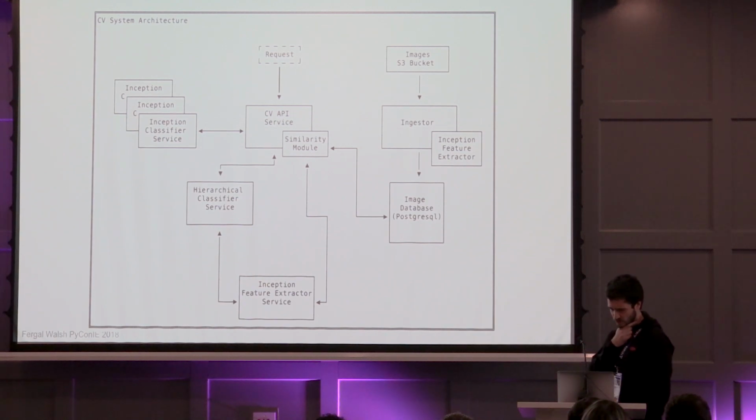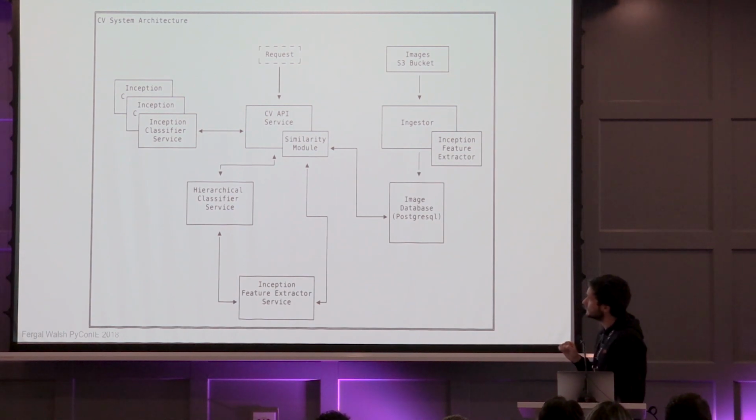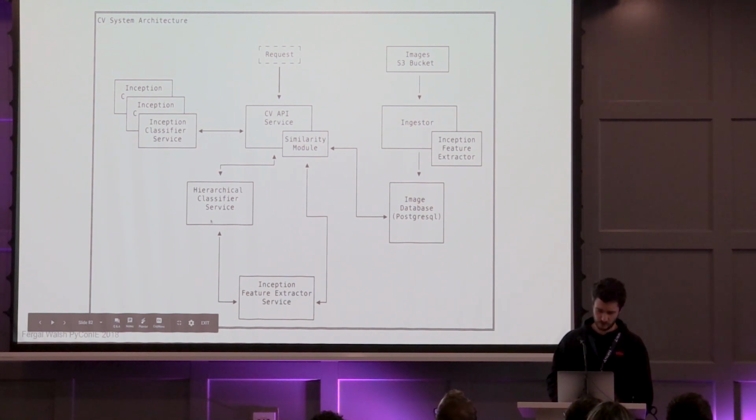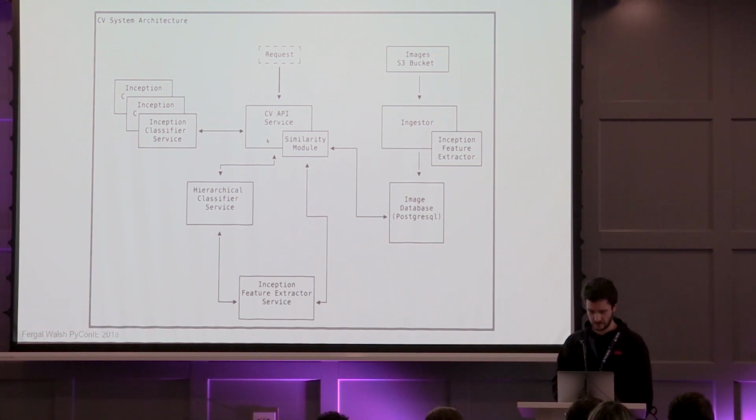So our overall system architecture looks something like this from a component perspective. A CV request comes into the CV service, which is like a web service, and then it sends that down through the hierarchical classifier, which goes through the feature extractor service, which then returns the vector, gets classified, and then it might get sent off to one of many inception nets for further classification. And then it uses the similarity module with the same feature vector to search across the database.